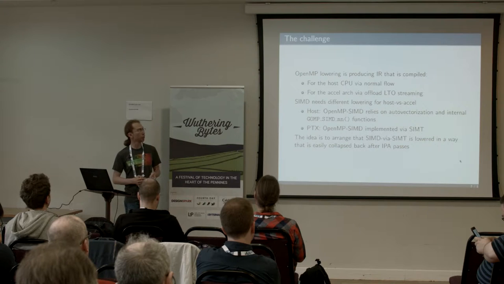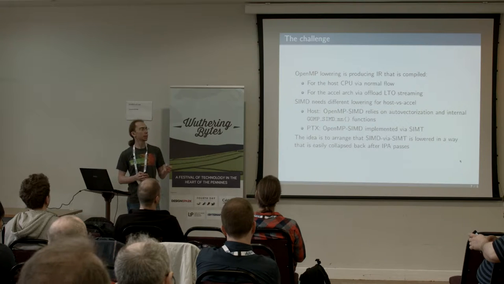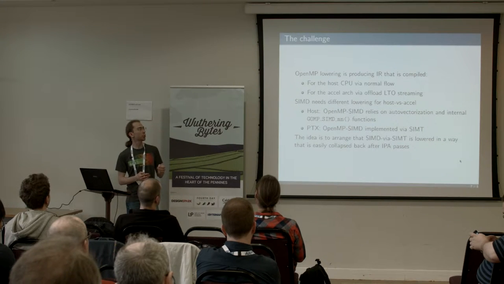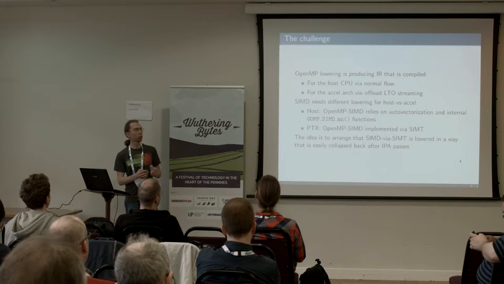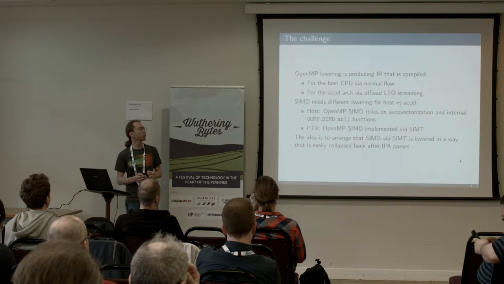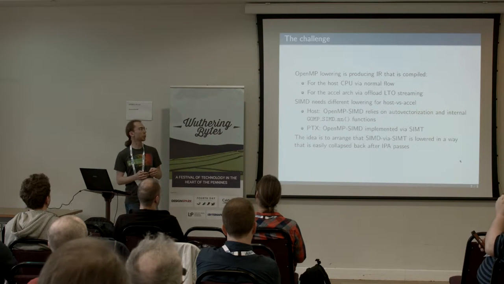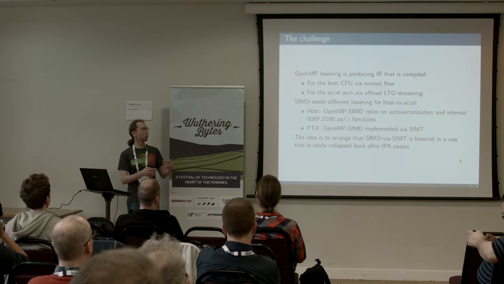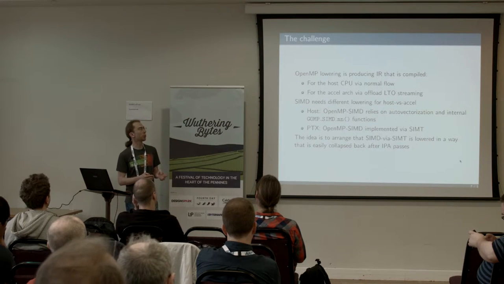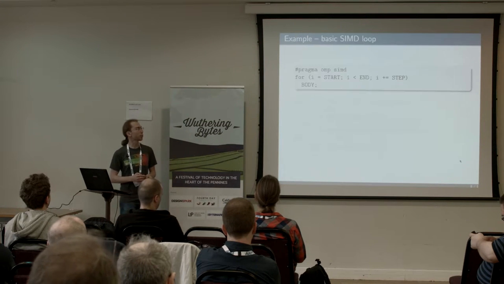So the idea is to lower it using the internal functions that will be in the GOMP SIMT namespace, and arrange that after we know exactly for which target we are generating code, so either the host or the PTX target, we can collapse back the loop that was lowered for the SIMD target to pretty much the original form that the vectorizer can handle on its own. So I think it is better to use examples for that.